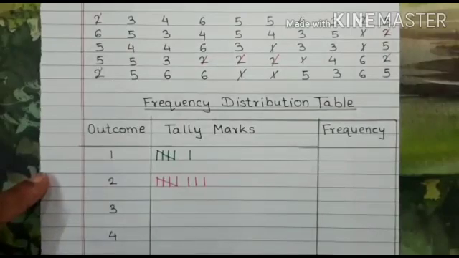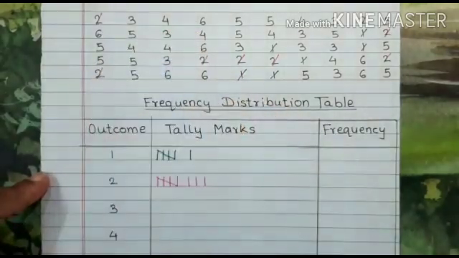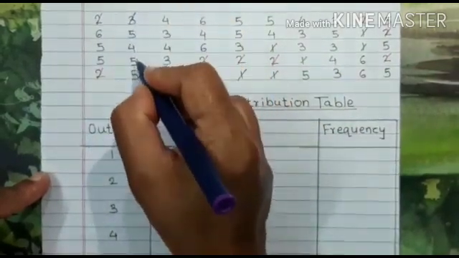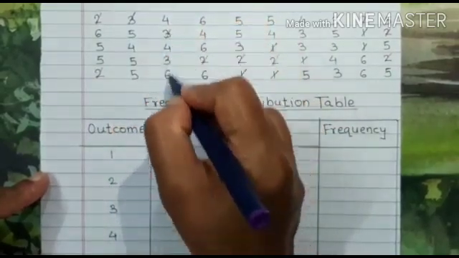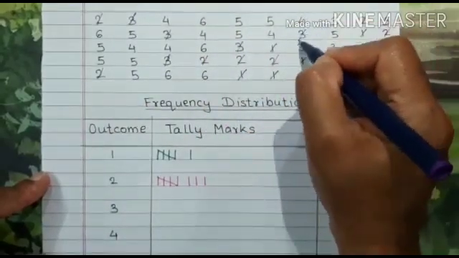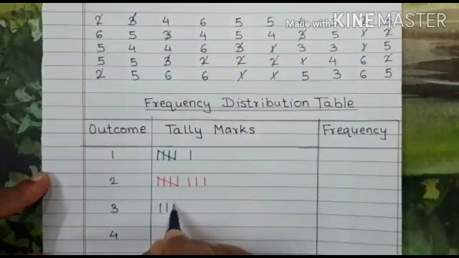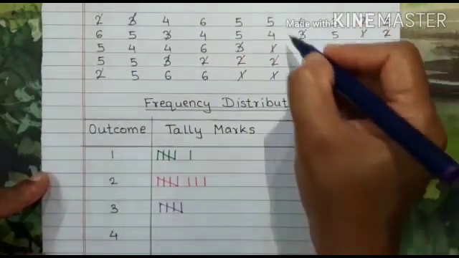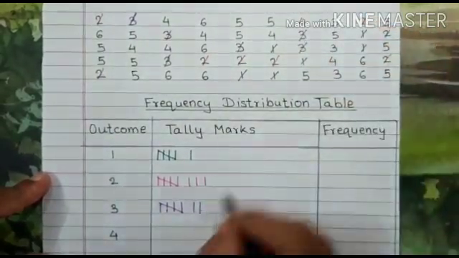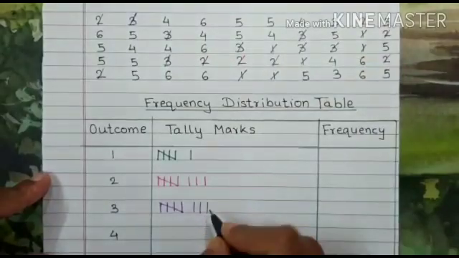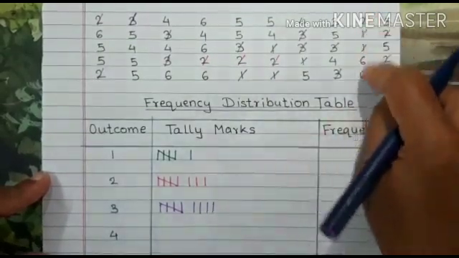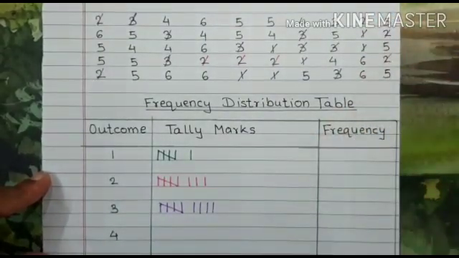Similarly, I have to give tally marks for the outcome 3. 1, 2, 3, 4, 5. 1, 2, 3, 4 and 5. Then 6, 7, 8, 9. Then there are no 3's in the last column.